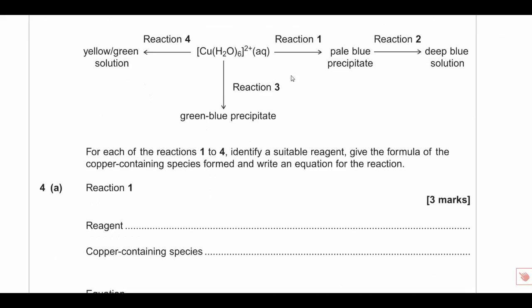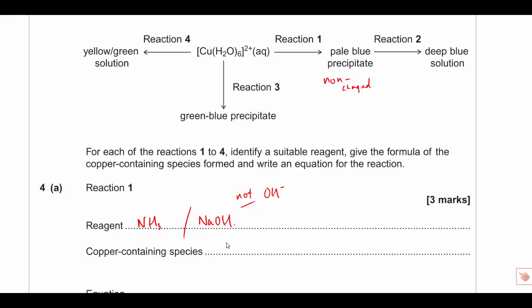So starting here we've got reactions 1, 2, 3 and 4. So reaction 1, going from there to there, pale blue precipitate. We want to think of a reagent. We need the copper containing species. Because it's the precipitate, we're looking for that non-charged form of the copper. So reagent, couple of choices. We'll go ammonia, but it could be sodium hydroxide, not OH minus. Don't trip up on that one, that's not a reagent.